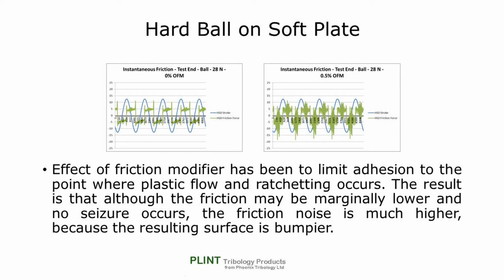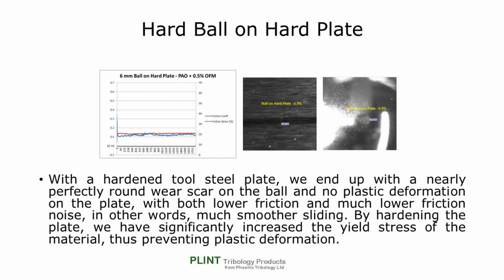We can see this effect in more detail if we examine the instantaneous friction signal. By way of comparison, if we run on a hardened tool steel plate, we end up with a nearly perfectly round and flat wear scar on the ball and no plastic deformation of the plate, with both lower friction and much lower friction noise. In other words, much smoother sliding. Of course, by hardening the plate, we have significantly increased the yield stress of the material, thus preventing plastic deformation.